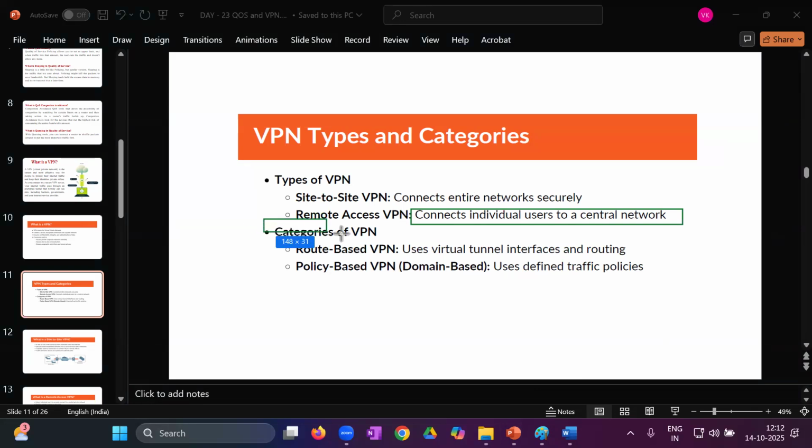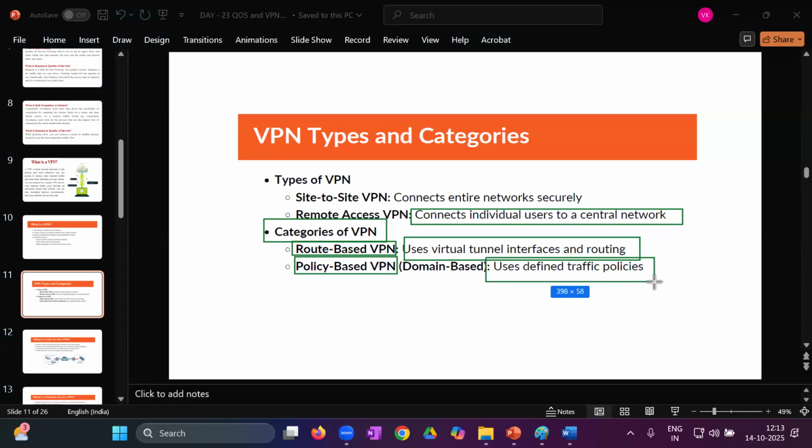Similarly, we have categories of VPN. One is route-based VPN and one is policy-based VPN. The route-based one uses virtual tunnel interfaces and routing, whereas the policy-based one uses user-defined traffic policies. So in the above case, it is going to use what? Routing. In the lower one, it is defined with the help of policy.